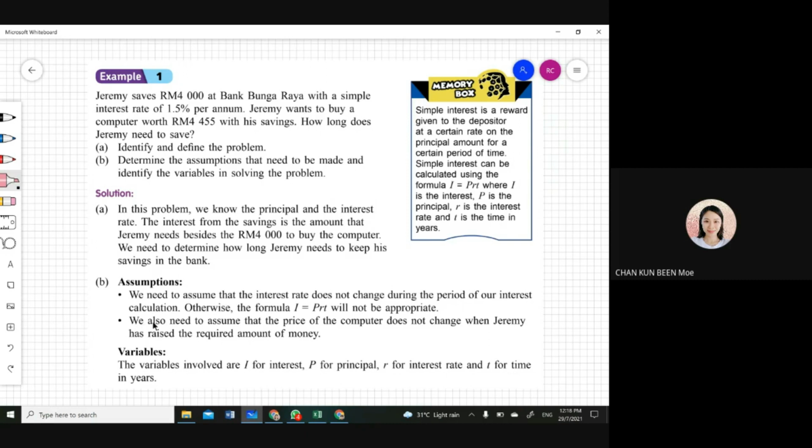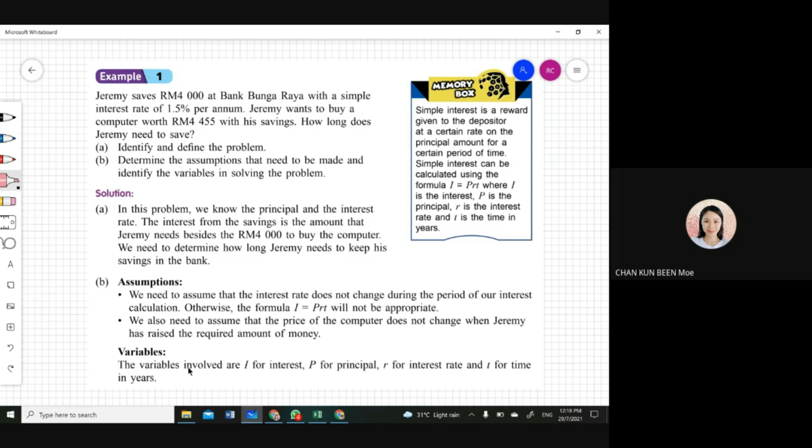Second, we also need to assume that the price of the computer does not change when Jeremy has raised the required amount of money. He might raise the amount of money after 5 years, so you need to make the assumption that the price of the computer is still the same. Okay, these are the assumptions.